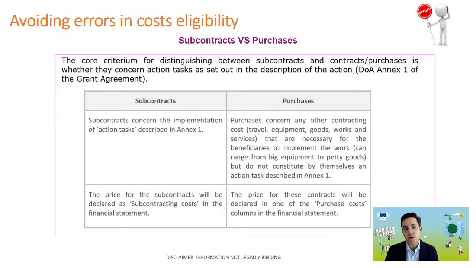Purchases are all the other types of costs, like travel, equipment, any kind of services that you need to implement your work, but they don't constitute an action task. Perhaps you will need them to perform your action task, but the action tasks are performed by you. So therefore, this category will be purchases and not subcontracting. And this has a legal implication, because subcontracting costs, as I was mentioning at the beginning, don't have the 25% flat rate of indirect cost, while purchases do. So on top of your cost declaration for subcontracting and for purchases, you will have the 25% of indirect cost in case they are purchases.